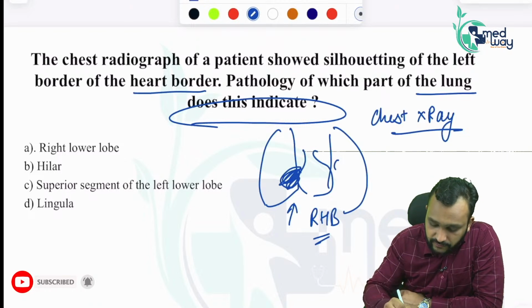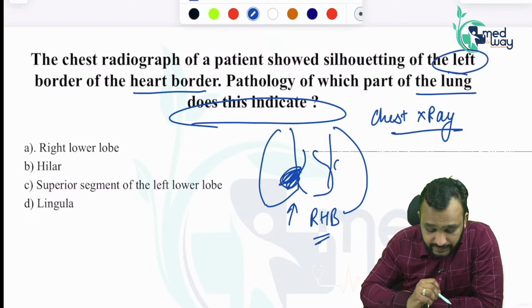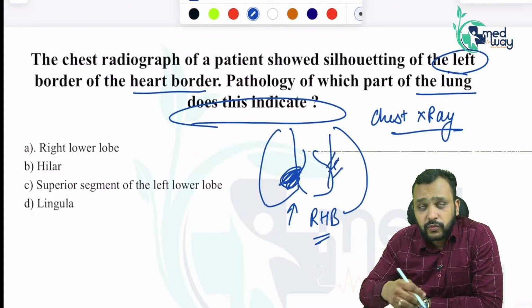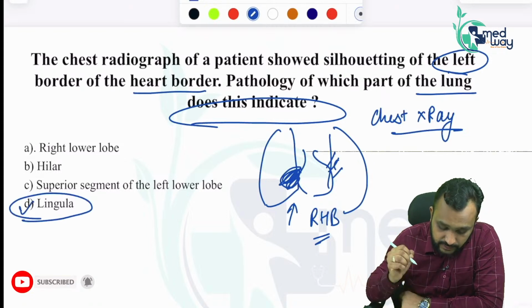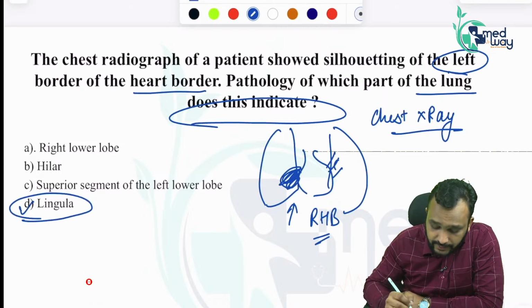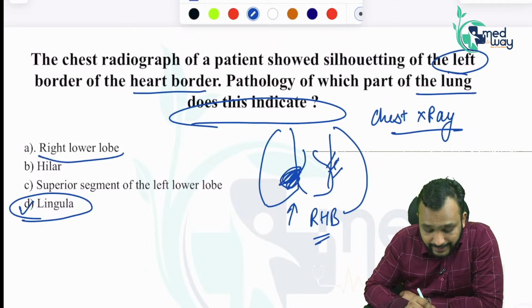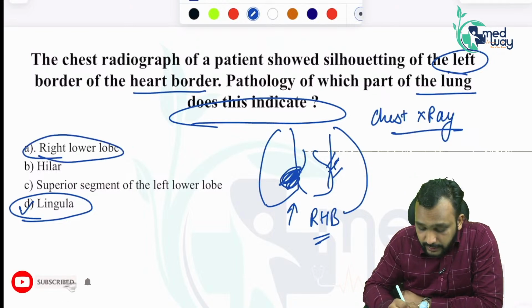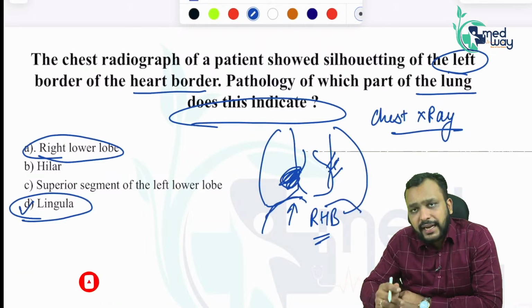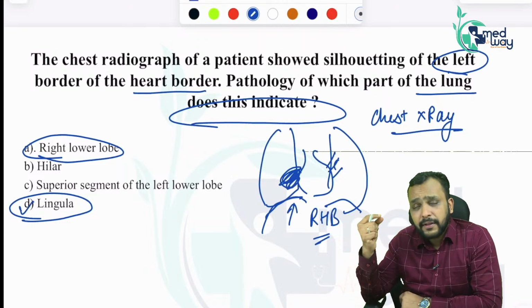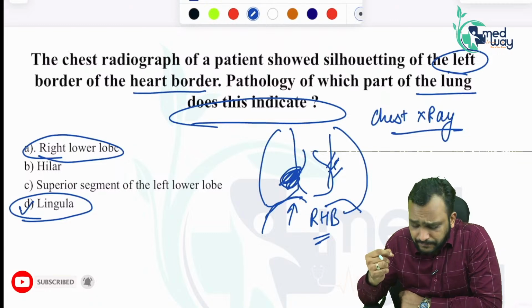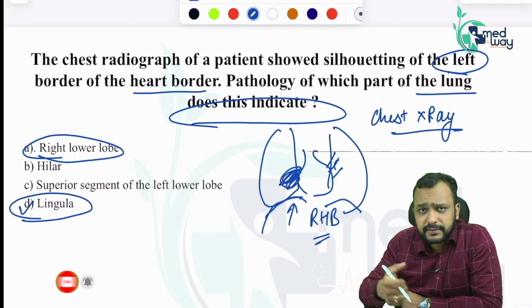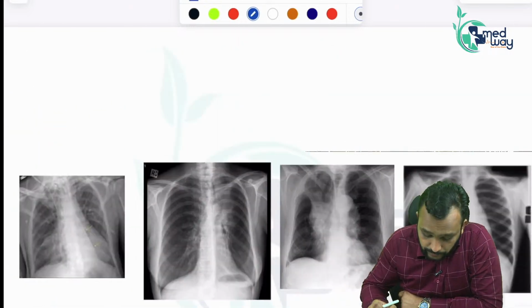Now in the question, if there is silhouetting of the left border of the heart, which part of the lung is involved? It is your lingular segment which is involved. In case of the right lower lobe, you will see that there will be silhouetting of the right dome of the diaphragm, and the same with the left lobe. If there is silhouetting of the left dome of the diaphragm, you will see that there is a consolidation or collapse in the left lower lobe.